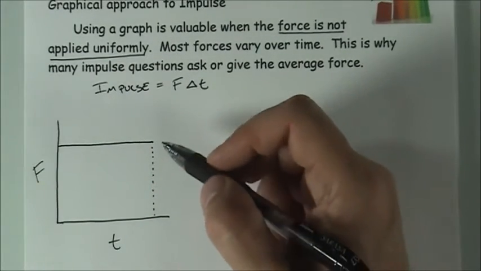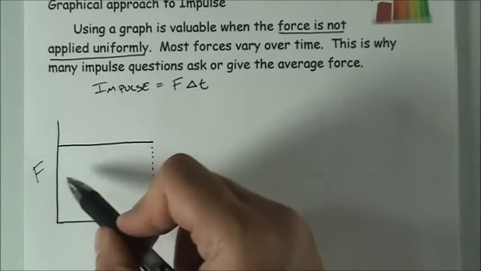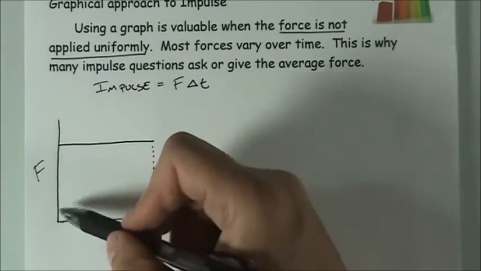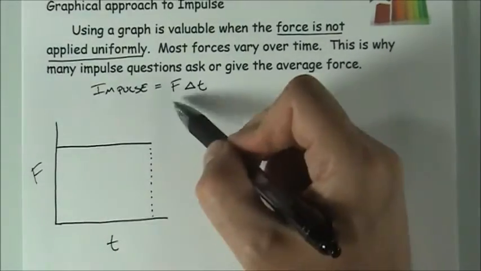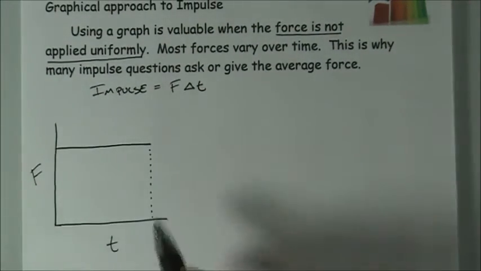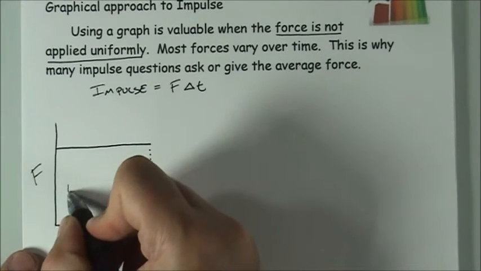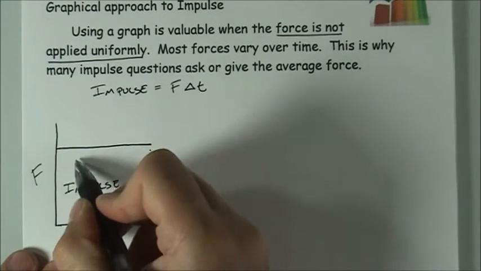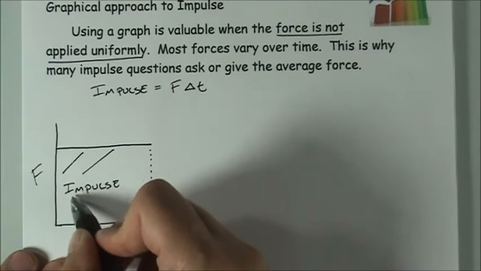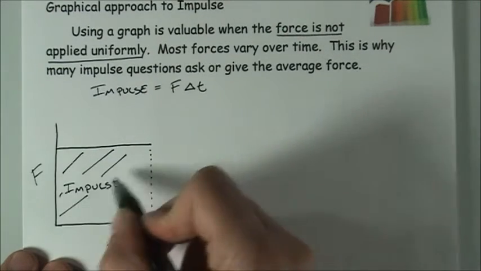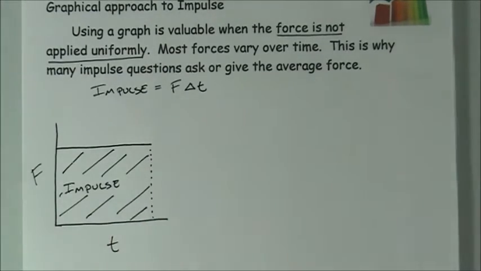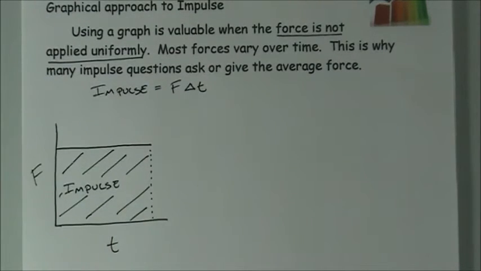And so in this case, in order to come up with the impulse, what I would want to look at for this graph is the area, because F times delta T would be the vertical height, F, times the base, which is delta T. So the impulse is represented in this graph by the area. The area of the graph tells us the impulse.